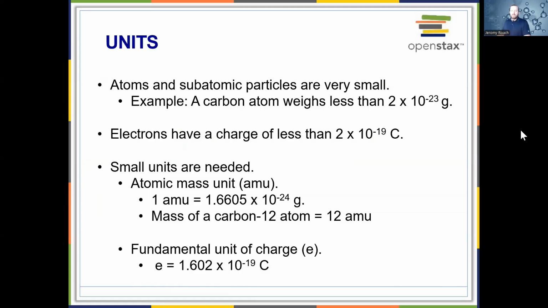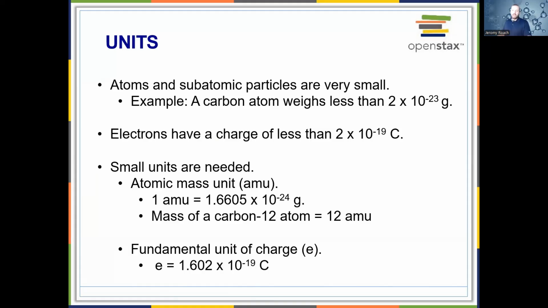Next, we're going to talk about units. We have to express everything in the correct units. So when we're talking about weight, we're going to express units in grams. And if something is very small, it's going to be 10 to the power of a negative number. So that's how we express scientific notation of very small values.